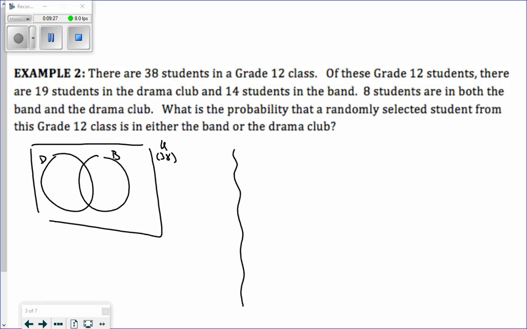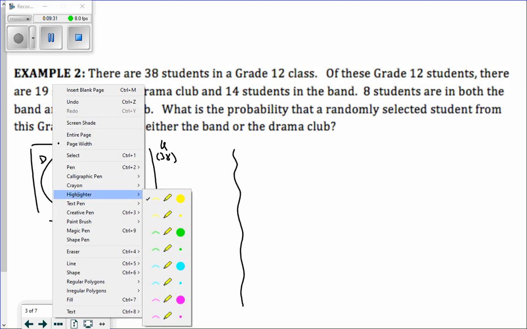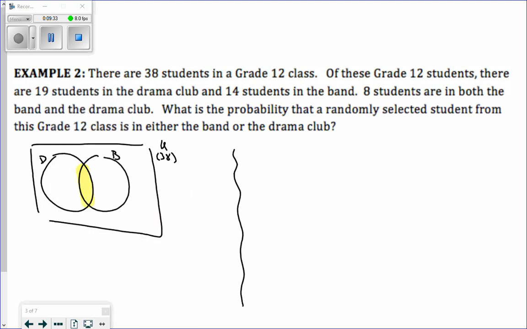Now, why do I know that there's overlap? Why do I know that this is the picture? What's part of the question that's telling me that there's overlap? It's the 8 students in both. So this is where we start. You always start in the overlap and then you work your way out. So 8 in the middle.